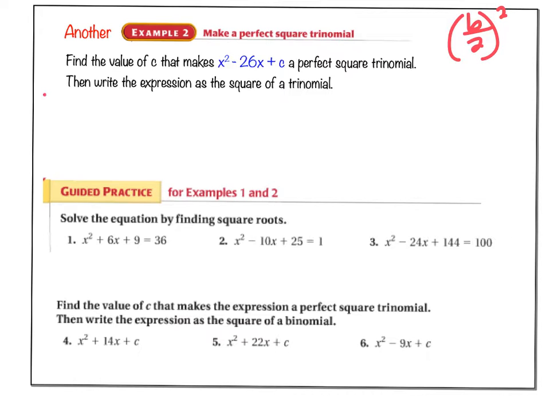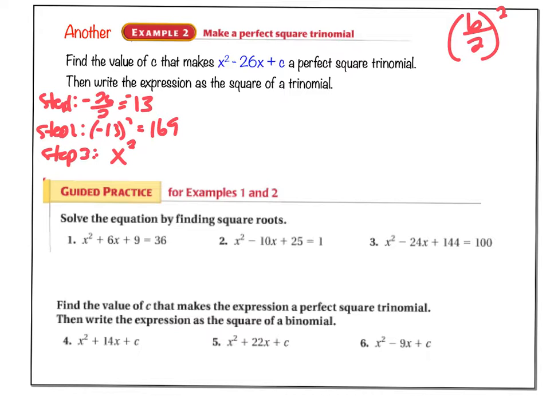So step 1 would be to write down the coefficient of b, which was a negative 26, and then I was told to divide it by 2, so that would be negative 13. And then step 2 said to square that. So you would take negative 13 and square it and get 169. And then step 3 said to plug that in for c, or substitute it in. So our new trinomial would read x squared minus 26x plus 169.